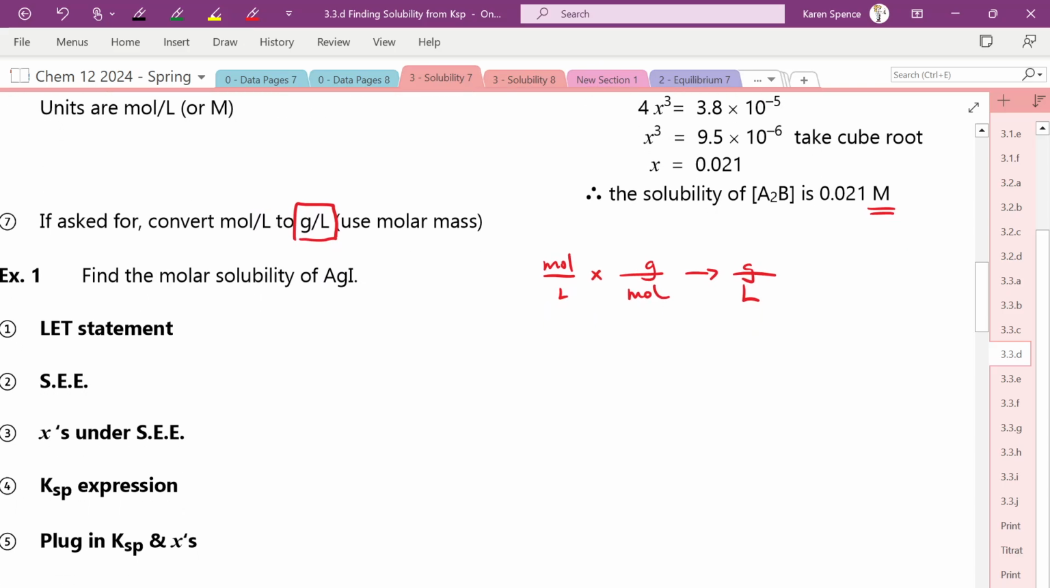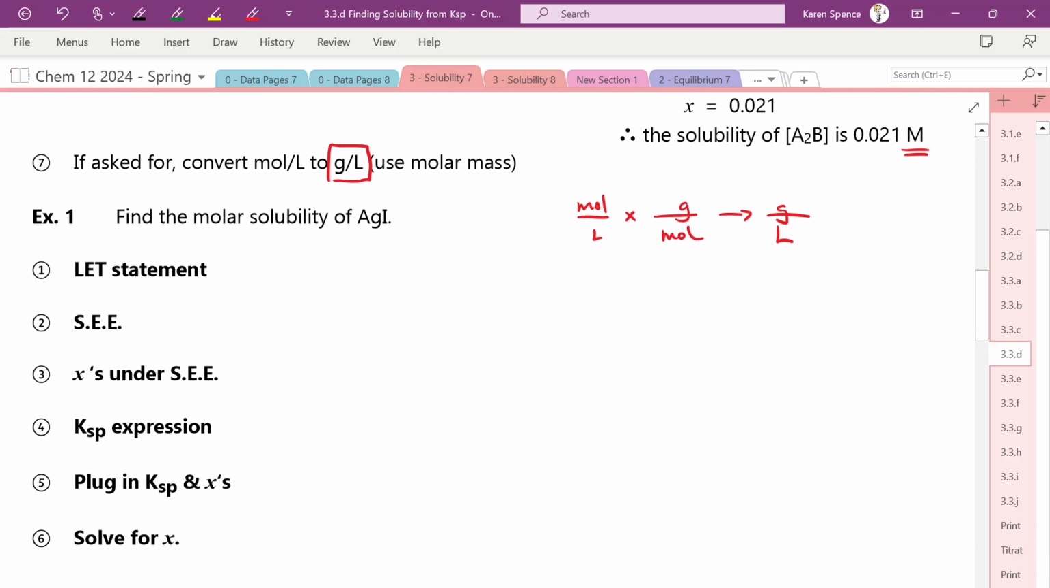Okay, shall we try silver iodide? Do you guys want to try it yourself? Because the instructions are all there. Give it a go.